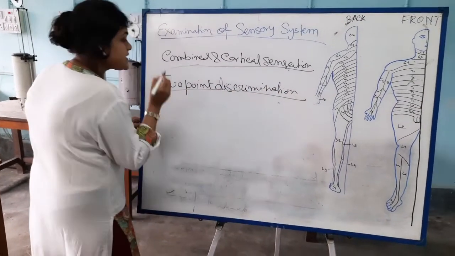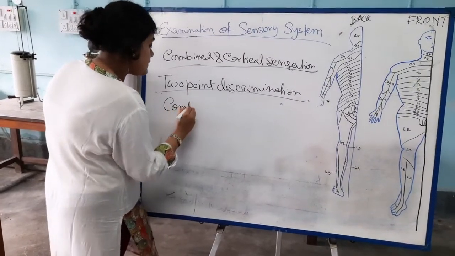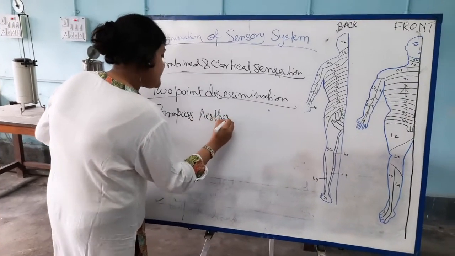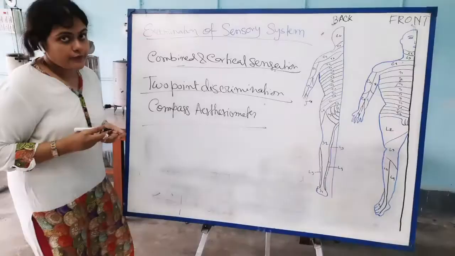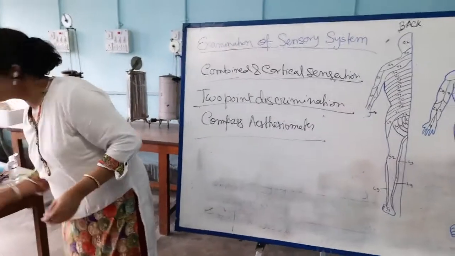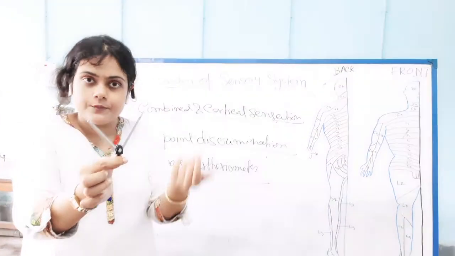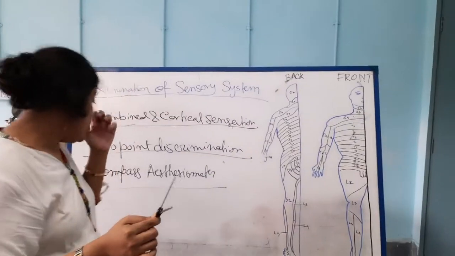Then comes two-point discrimination. The ideal stimulating object for this is the compass aesthesiometer. But we are not provided with that instrument. That is why now I am going to use this compass. We are familiar with this object because in your geometry box you have often seen it.